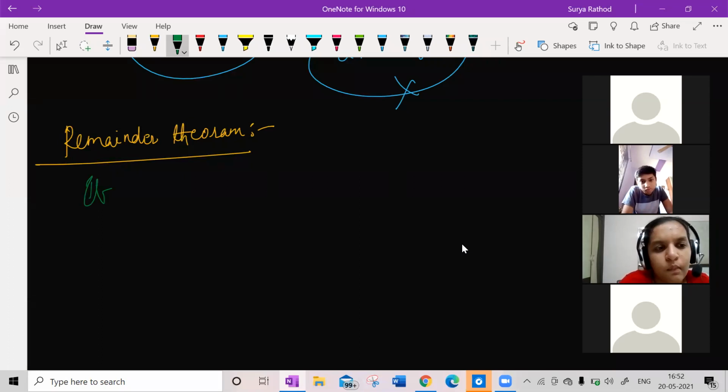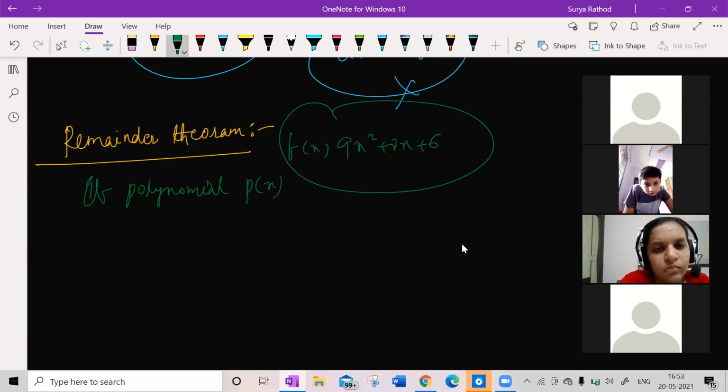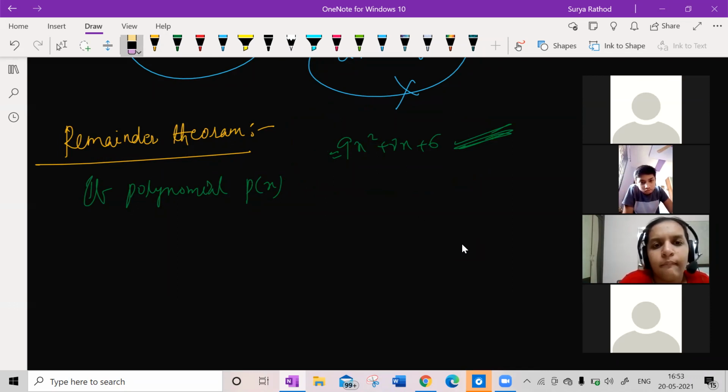So, if a polynomial p of x, any polynomial, let us denote that polynomial with p of x. If I write 9x square plus 8x plus 6, this is a polynomial. Let me give it a name, f of x or p of x, any name. Just as Aditya has his name, we are humans and everyone has their own name. So I'm giving this particular polynomial the name f of x or p of x. Getting my point?